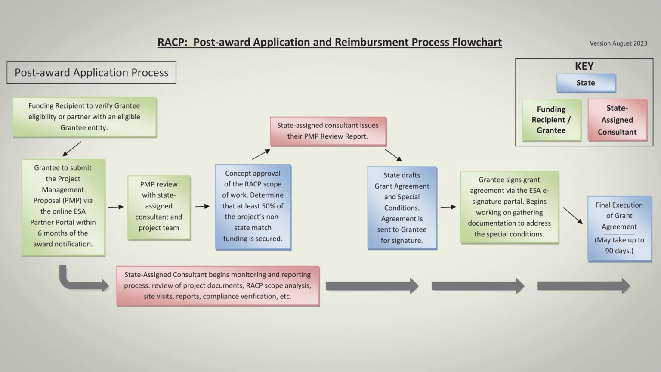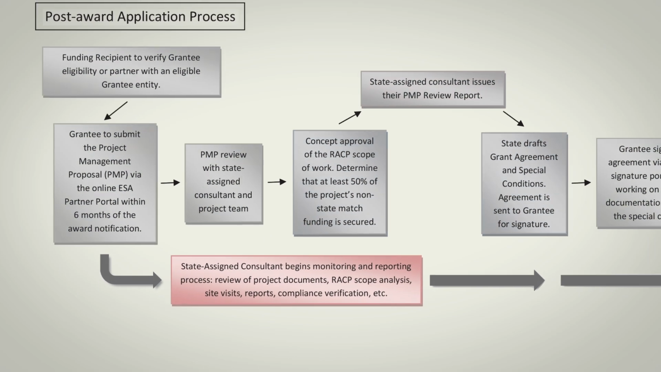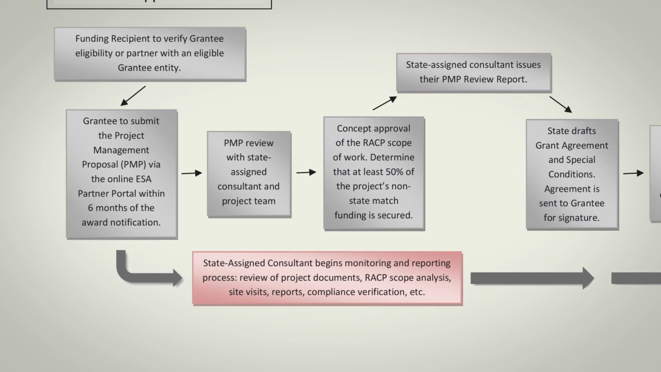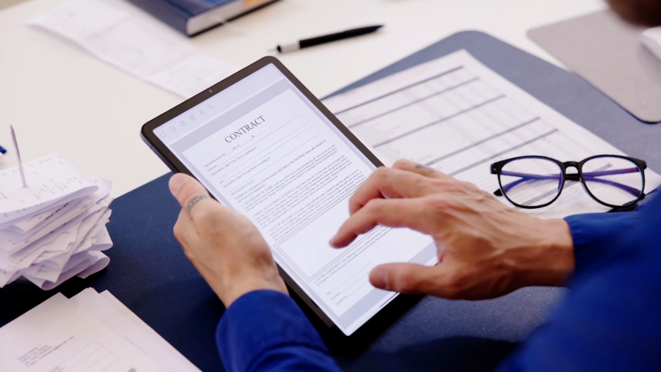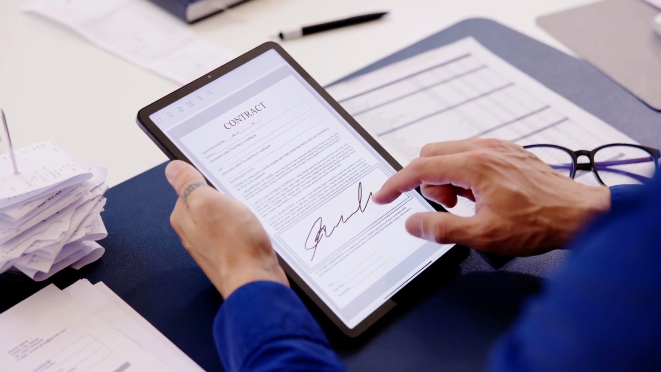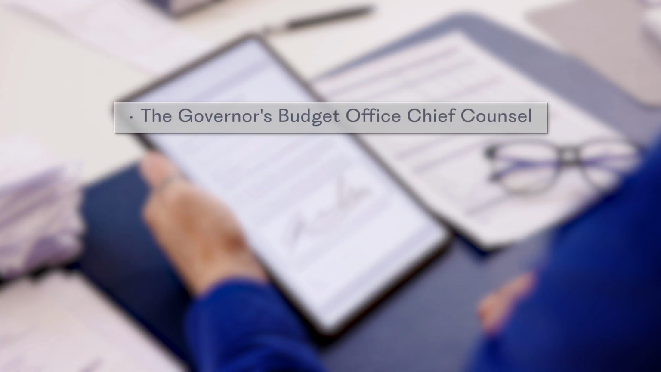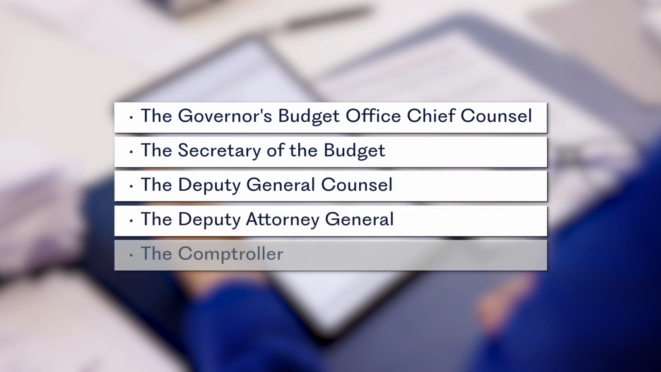Upon the receipt of a PMP submission, the RACP office will assign a state-contracted consulting firm to complete a detailed review of the PMP and will work with the project team to develop an eligible RACP scope. Once the scope concept is determined to meet program guidelines, the consultant will issue their PMP review report, which is used to prepare the grant agreement. Once drafted, the grant agreement will be sent to the grantee for signature. The agreement will then be reviewed by multiple agencies within the Commonwealth administration for validation and execution. This process can take up to 90 days.